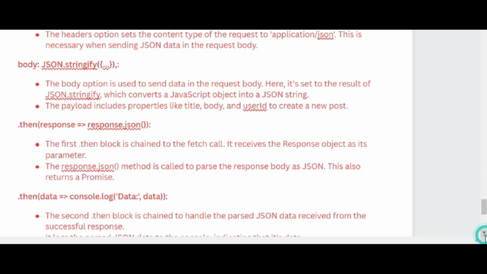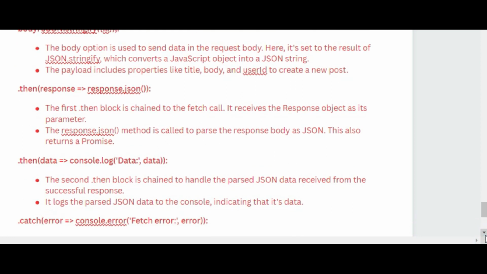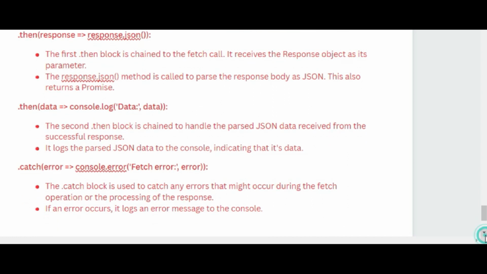Body JSON.stringify. The body option is used to send data in the request body. Here it is set to the result of JSON.stringify, which converts a JavaScript object to a JSON string. The payload includes properties like title, body, and userId to create a new post. Dot then response.json. The first .then block is chained to the fetch call. It receives the response object as its parameter. The response.json method is called to parse the response body as JSON. This also returns a promise.